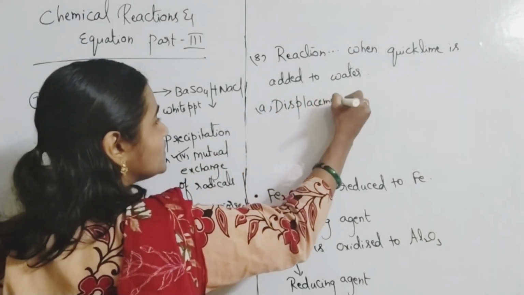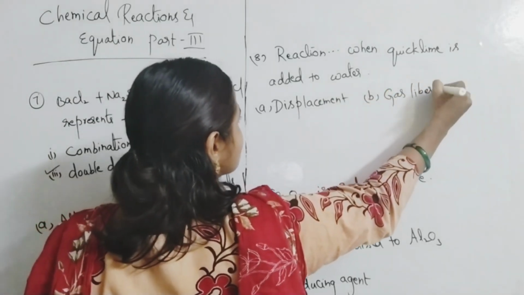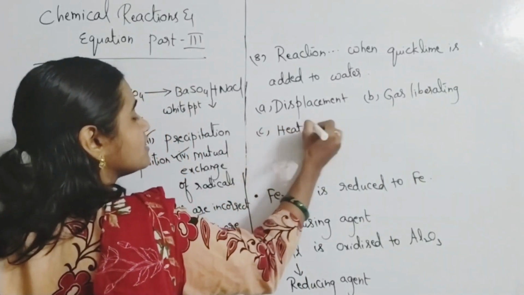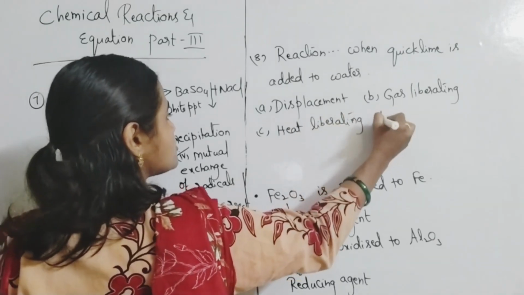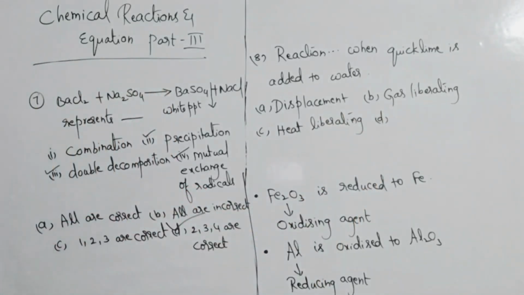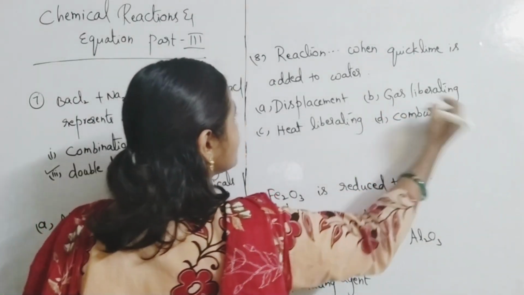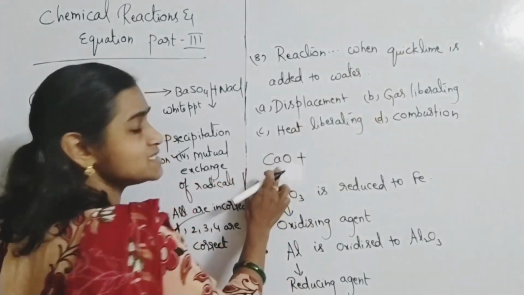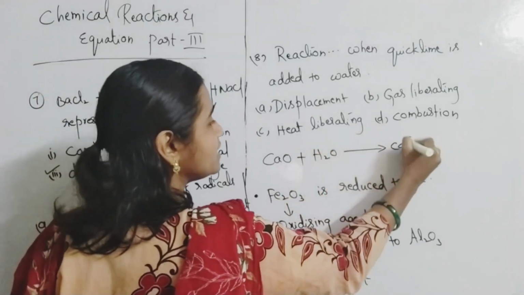Option A is displacement. Option B is gas liberating reaction. Option C is heat liberating reaction. Option D, combustion reaction. Is this combustion reaction? No, it is an exothermic reaction. We have learned the equation for this. Quicklime is calcium oxide, and when it reacts with water, it forms calcium hydroxide.